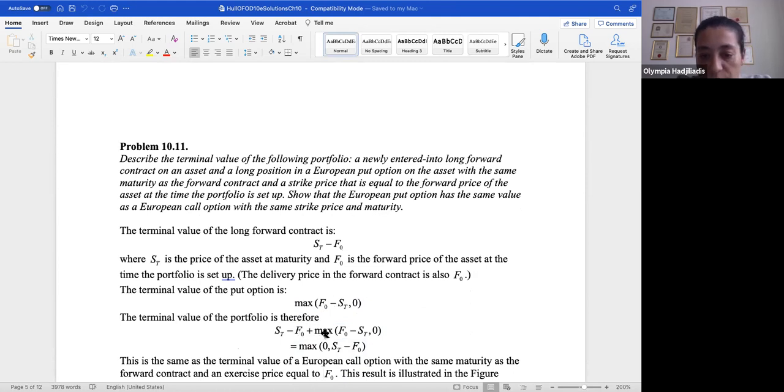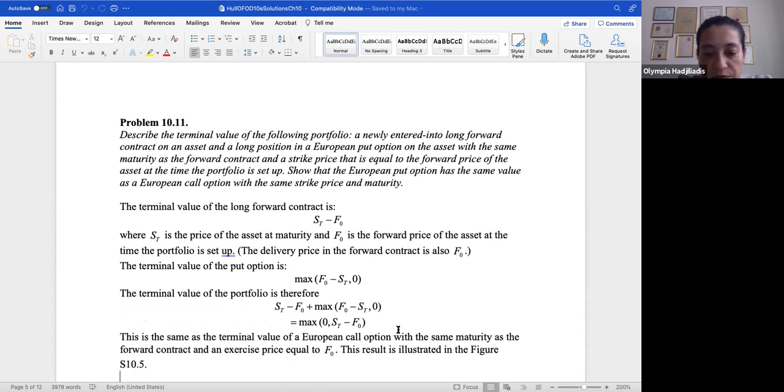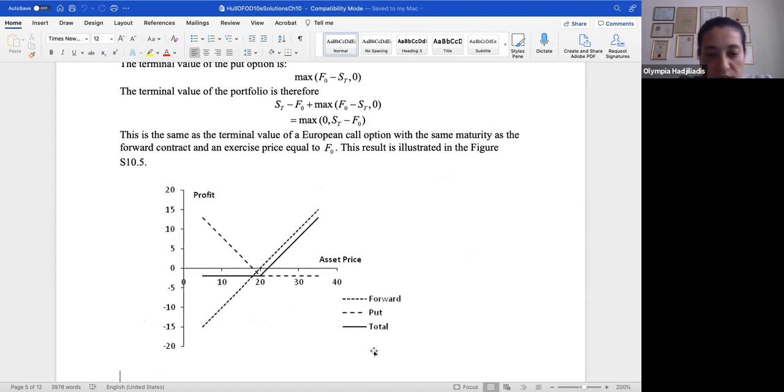So ST minus F0 plus the max of F0 minus ST, which gives us the max of 0 and ST minus F0, which is the same as the terminal value of the European call option with the same maturity as the forward contract and an exercise price equal to F0. This result is illustrated in this graph, as we can see.